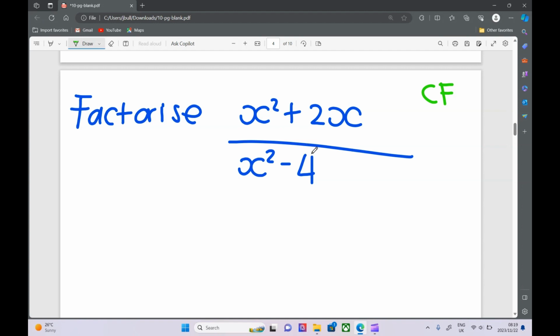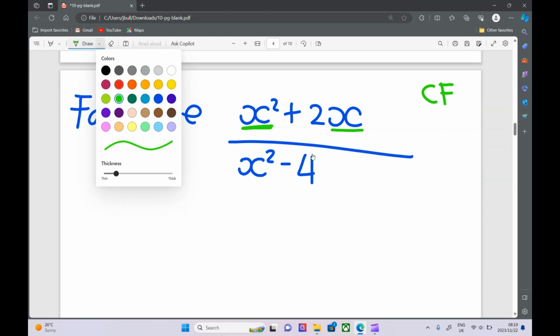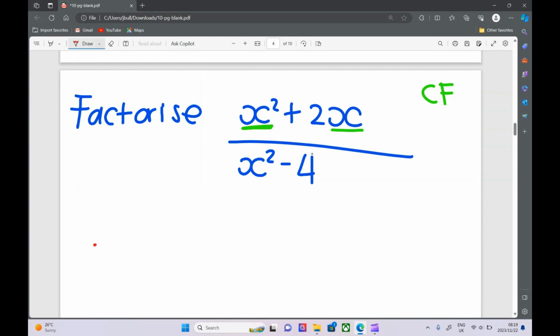So do we have any common factors? Just at the top, I can see I have x in both of these terms. So we're going to take out x as a common factor at the top. Let's do our bracket with everything else left. If I go x squared divided by x, I'm just left with x, because that one cancels and that 2 cancels. 2x divided by x means those are going to cancel. All I'm left with is 2. So that's what I get at the top.